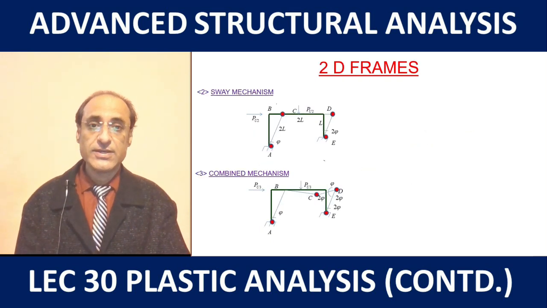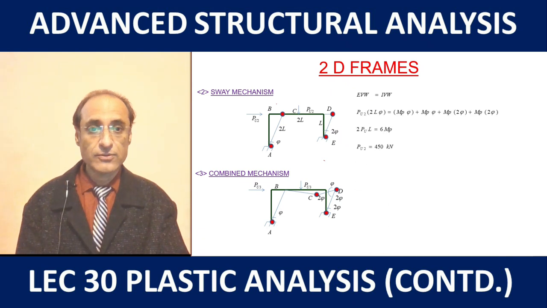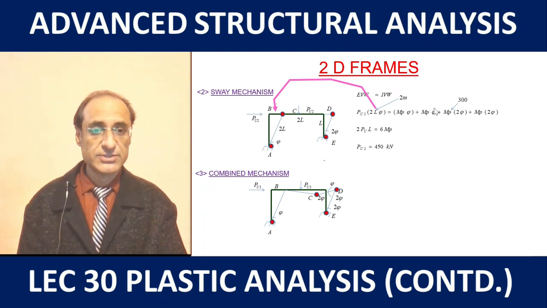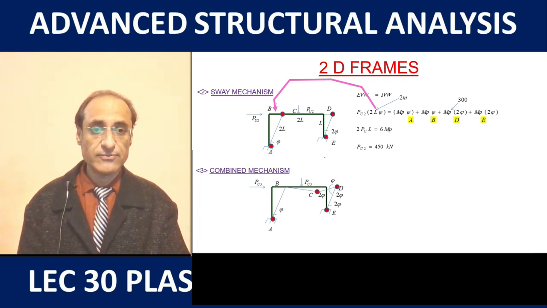Next we just see the load for the sway mechanism. For this, if we similarly set up the equations, then we get something like this. Just note that here length is 2 meters and MP is 300 kilonewton meter, and we have the work done at A, B, D and E. So solving we get the answer as 450 kilonewton.